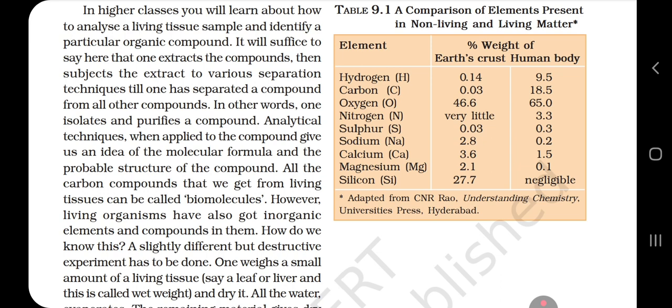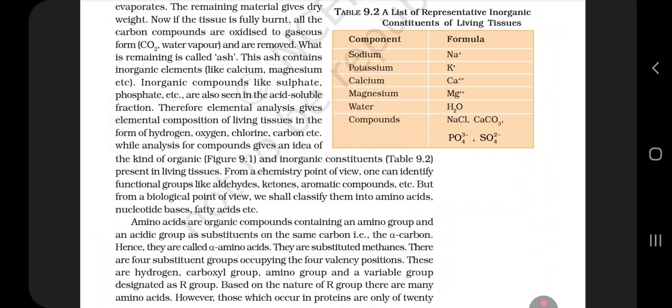However, living organisms also have inorganic elements and compounds in them. How do we know this? A slightly different but destructive experiment has to be done. One weighs a small amount of living tissue, say a leaf or a liver, and this is called wet weight, and dries it. All the water evaporates, and the remaining material gives the dry weight. Now, if the tissue is fully burnt, all the carbon compounds are oxidized to gaseous form, that means CO2 and water vapor, and are removed. What is remaining is called ash.